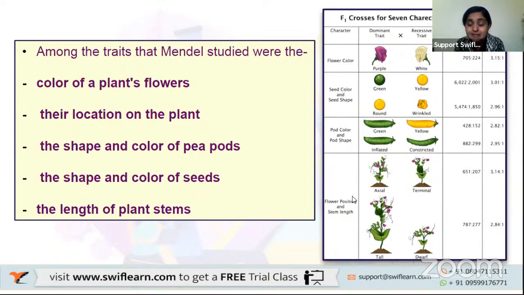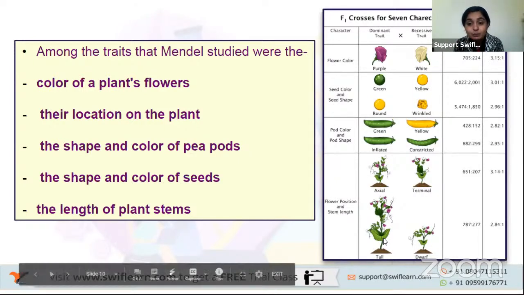Okay, and what else they got in, that is the flower position and stem length. So they are axial, and terminal was very, very rare, very recessive, like at the top of it if they are. Okay, now they were tall, and dwarf was very rare.